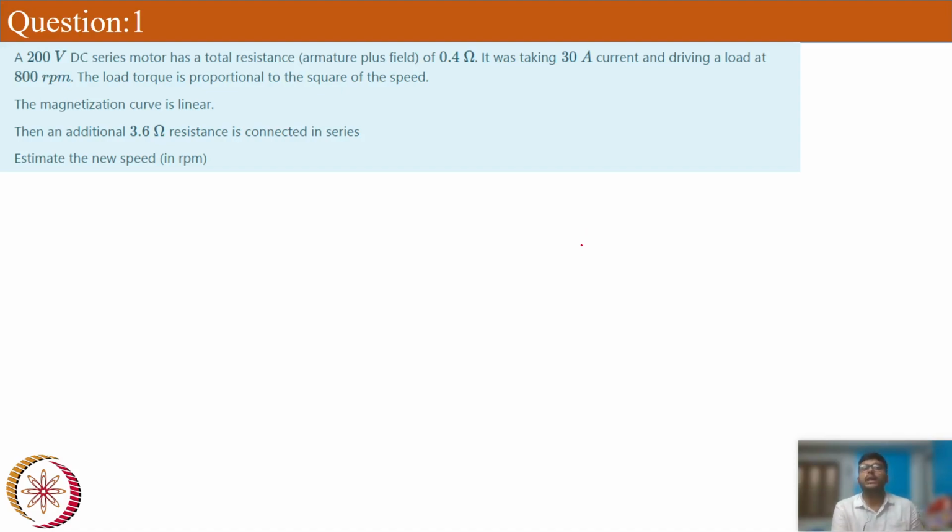It has a total resistance. When we talk about total resistance, it's a summation of both armature resistance and field resistance. So for your understanding, it was already given in the question itself, that it is armature plus field. So it's 0.4. 0.4 is nothing but both RA and RSE. That's what you have to infer with the information given.